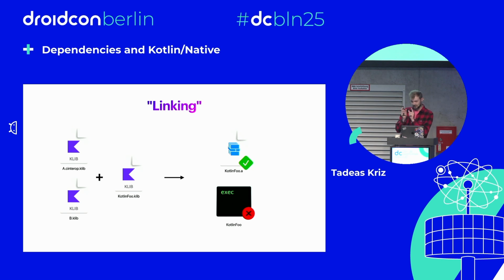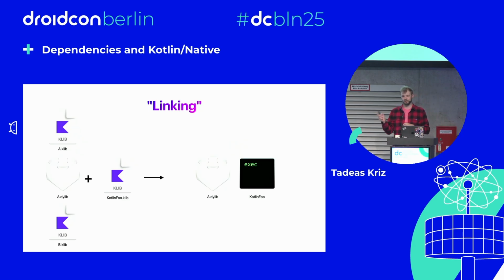Now, the second part of the link Gradle task is the linking, where we take over the klibs and produce our native libraries. If we have everything set up to produce a static library, it works. We get Kotlin foo.a, and we can give that to Xcode, we can ship it, we can do whatever we want with it. But if we want to actually produce a dynamic library or an executable, it won't compile. And the reason for that is we are missing A as a dynamic library, because that's our dependency that we need to include.